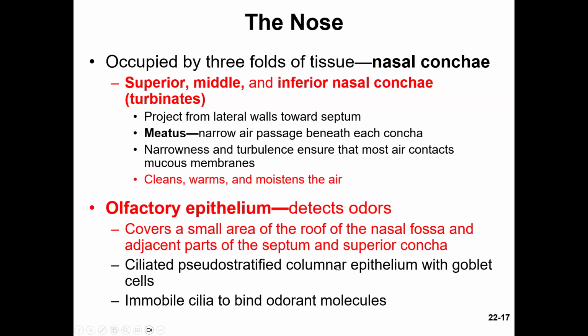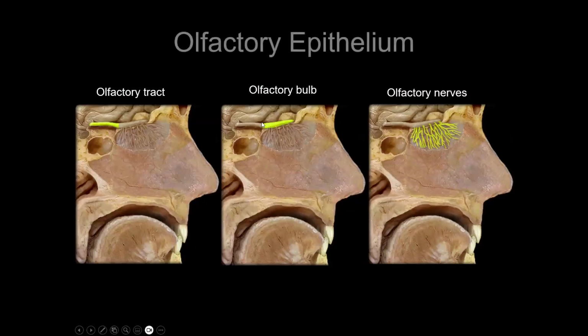Olfactory epithelium is found on the superior part of our nose. That olfactory epithelium detects odors and covers a small area on the roof of the nasal fossa, right? And it's going to have openings right here for our olfactory nerves to go through. And this is what it kind of looks like.